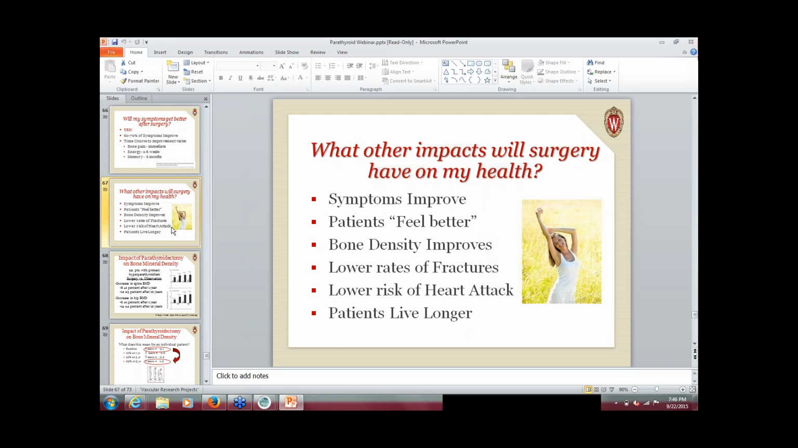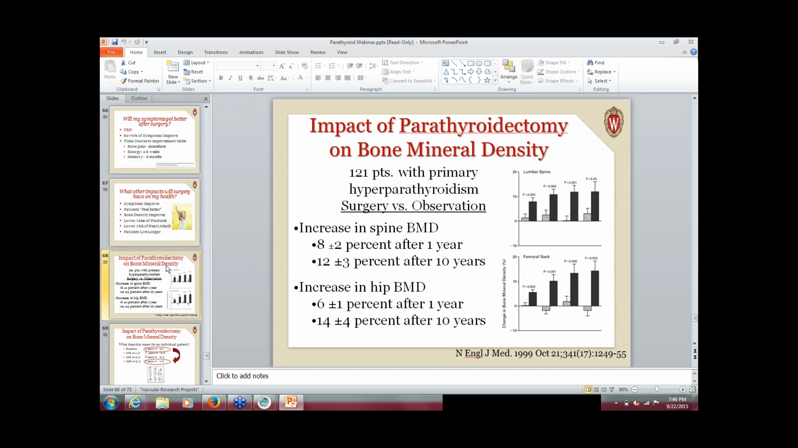Symptoms improve. Patients just feel better. Your bone density improves, and it lowers the rate of fractures. The other thing that we have found is that it can lower your risk of heart attack, and patients can just live longer.